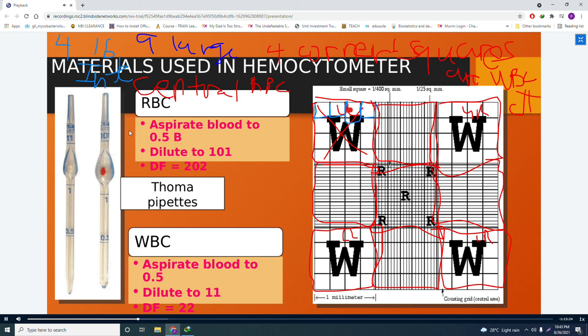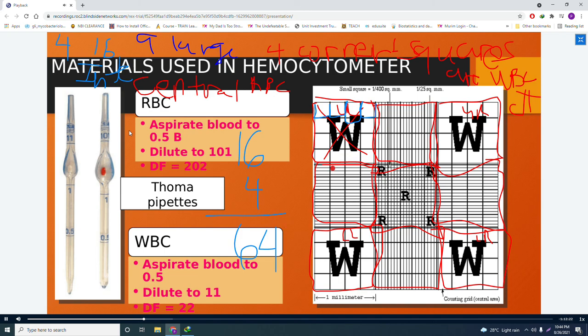Now, yung 4 corner large squares nyo has 16 intermediate squares. Now, class, ang tanong ko sa inyo, kung na-gets nyo, ilan ang total intermediate squares na gagamitin nyo for WBC count? How many intermediate squares are you going to use in your WBC counting? Can you type in the public chat? Very good. It's 64. Bakit 64? Because one large corner square is 16. Eh, apat sila. You multiply 16 by 4, you get 64, class.